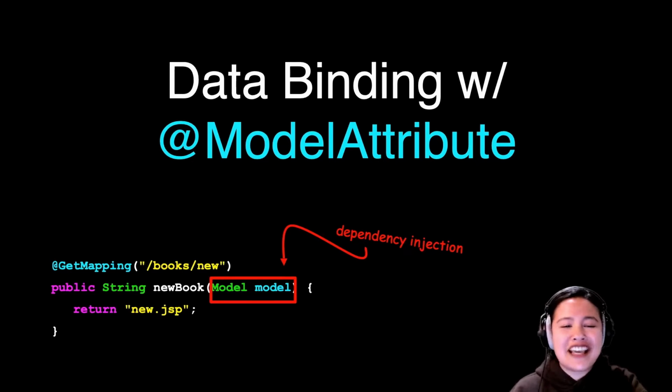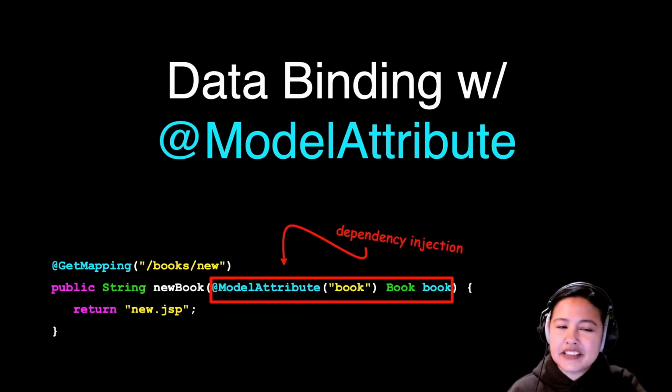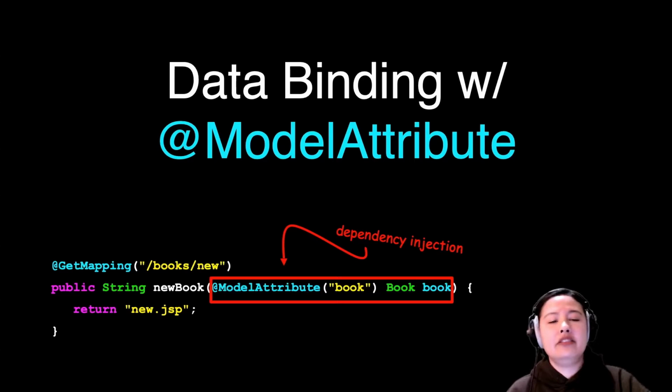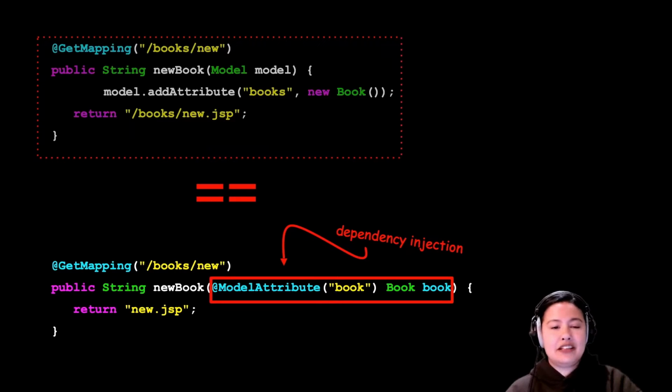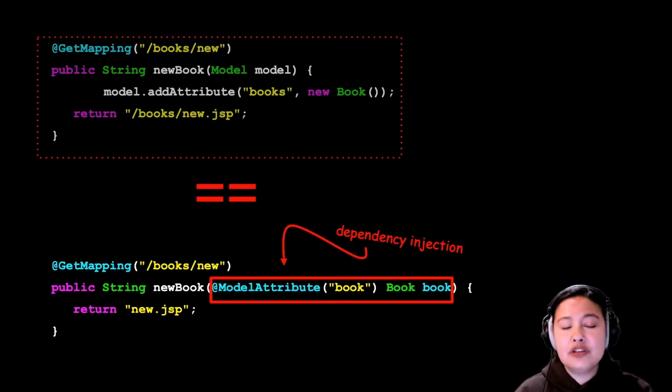Anyway, the same thing happens when we use the @ModelAttribute annotation. In this case, we're telling Spring to go get the view model, find the attribute book, and pass that book in so we can use it. If the view model doesn't already have a book attached to it, like on this get request, it will create a new blank book instance. To look at it in more concrete terms, this code does exactly the same thing. It passes in the view model and adds a new empty book to it.